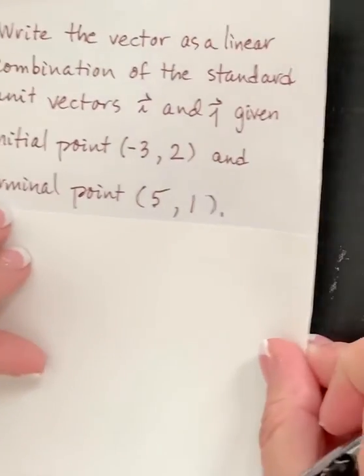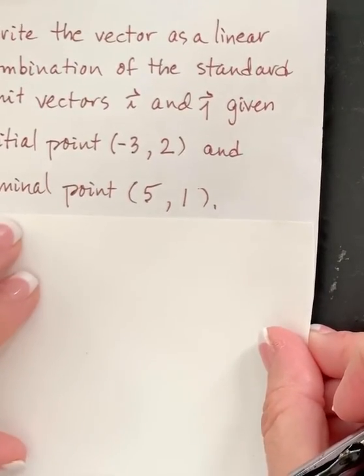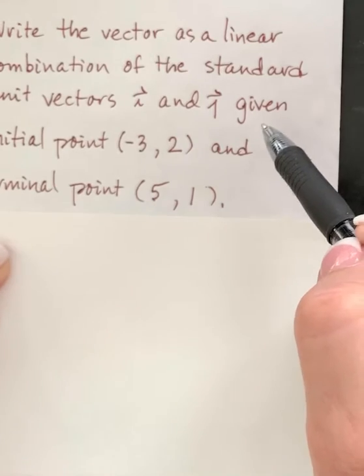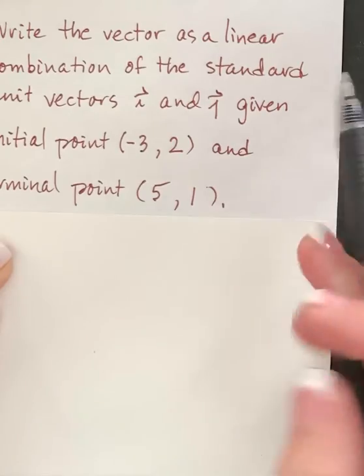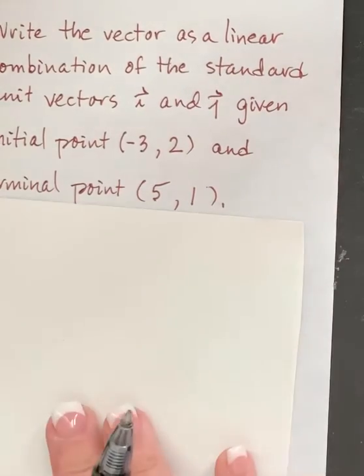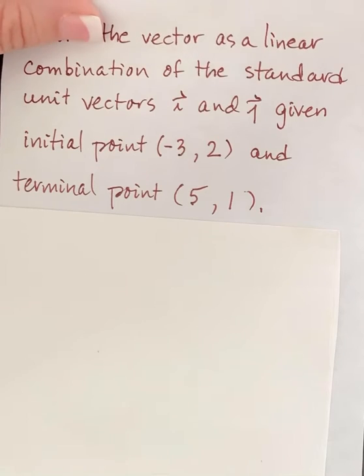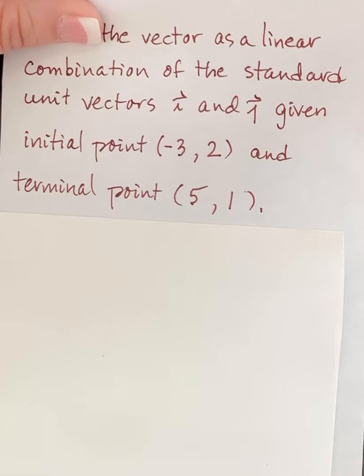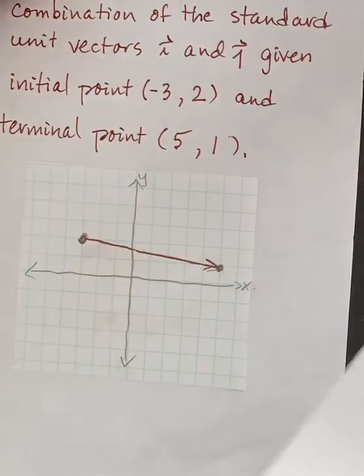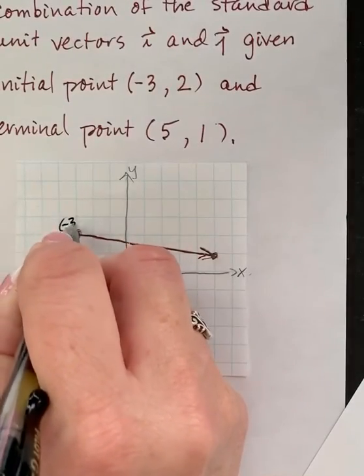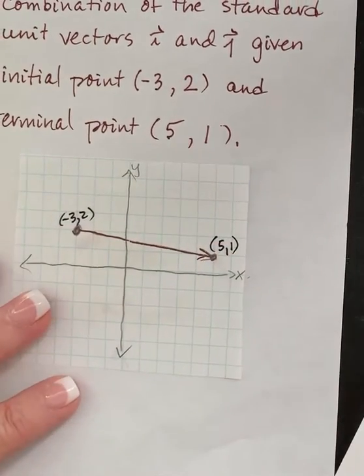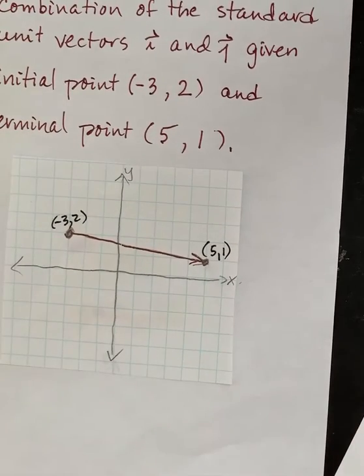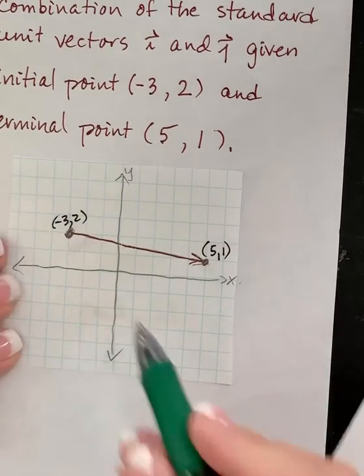Here's one. Write the vector as a linear combination of the standard unit vectors i and j, given the initial point is -3, 2, and the terminal point is 5, 1. This is very much like the problems we started off doing earlier, and we were using component form instead. You can draw yourself a picture if you like. Here's the initial point, -3, 2. Here's the terminal, 5, 1, and you can see what the vertical and the horizontal components are.